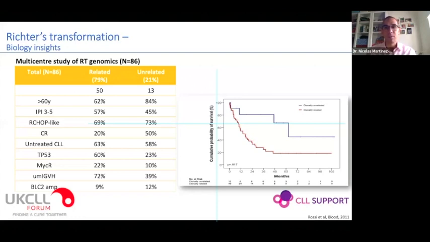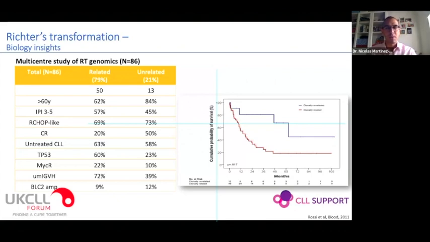You can see the survival curve on the right for the clonally related and unrelated, which makes a big difference. And you might immediately think that the clonally related Richter's is the one that has been previously treated, and the clonally unrelated is the one that has been untreated before. But that's not the case. This is a different biological feature, because you can see on the table on the left-hand side that untreated CLL represents a similar proportion of patients in both related and unrelated. So it does seem to be independent of prior therapy.